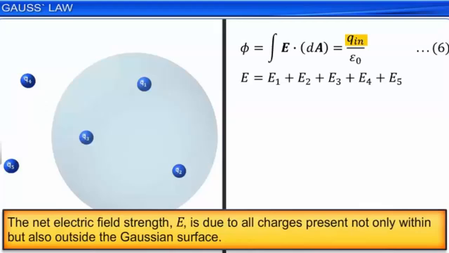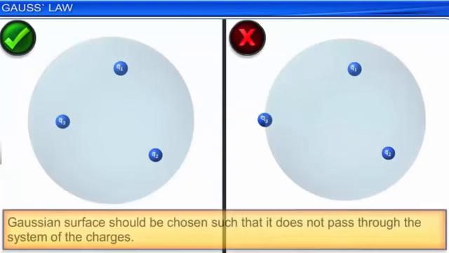While choosing a Gaussian surface for a system of discrete charges, the Gaussian surface chosen should not pass through the system of the charges, since the electric field is not well defined at the location of the charges, as it grows boundlessly as we move closer to the charge. However, in case of a continuous charge distribution, the Gaussian surface can be taken passing through the charge distribution.